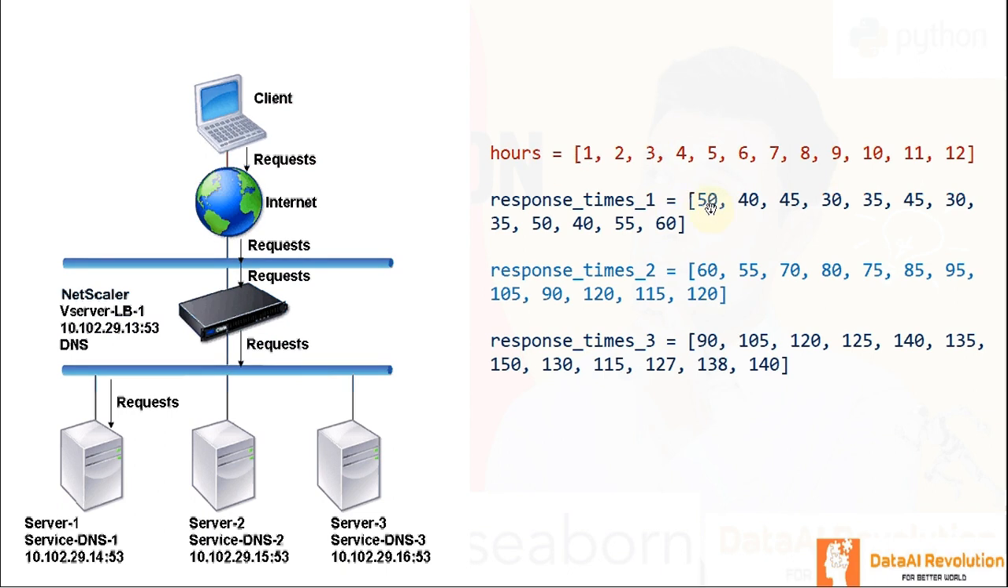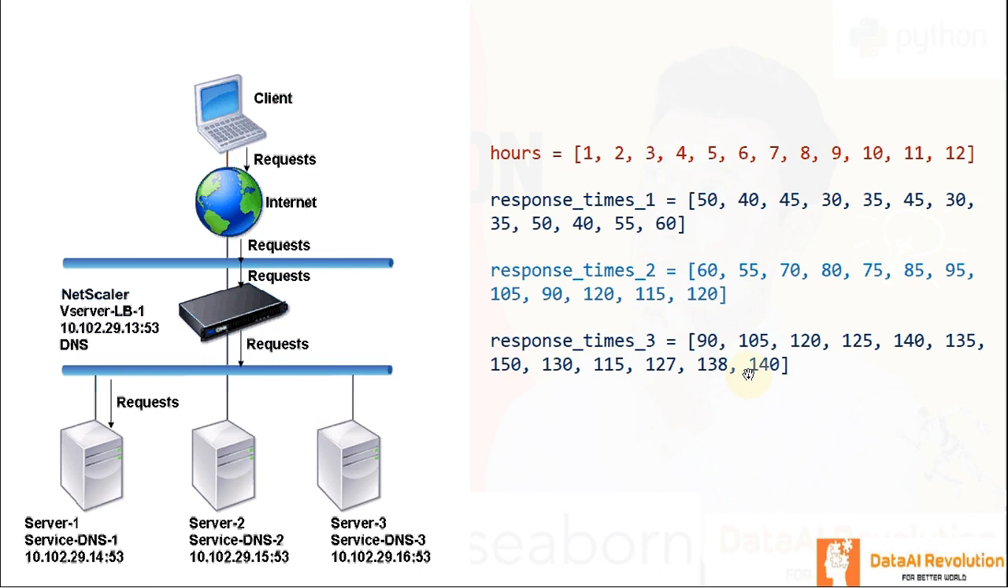For the first request, the response time was 50 milliseconds, then it was 40 milliseconds for the second request, and third, fourth, and so on. Similarly, if a request goes to the second server and the response comes from the second server to the client, this is the response time from the second server, and this is the response time from the third server.